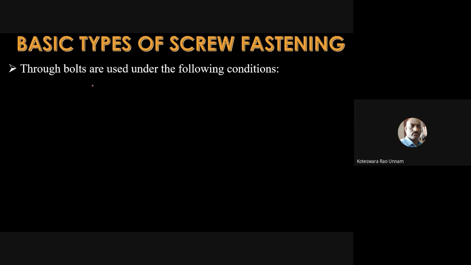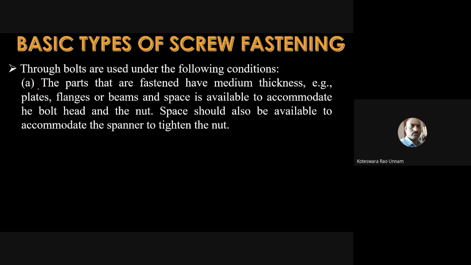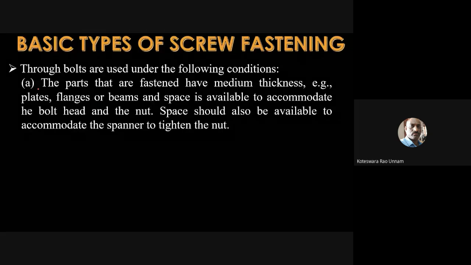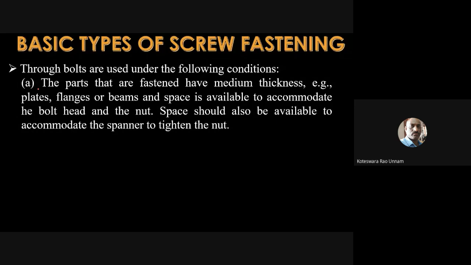Screw bolts are used under the following conditions. The first condition is the parts that are fastened have medium thickness. Example: plates, flanges or beams, and space is available to accommodate the bolt head and the nut. Space should also be available to accommodate the spanner to tighten the nut. So, if these conditions are satisfied, then you can go for a screw bolt connection.